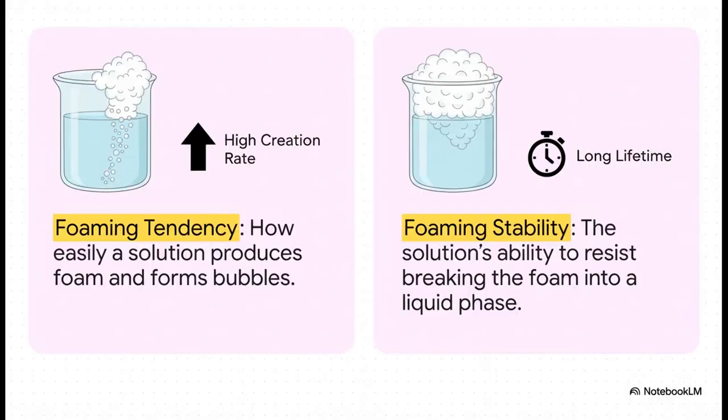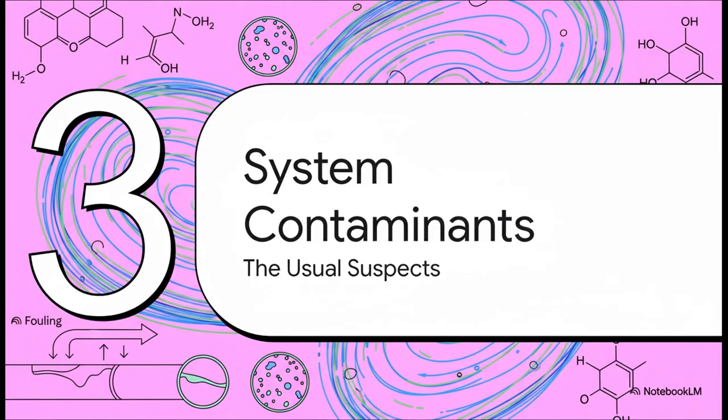And that brings us to this critical distinction. You have to think about tendency and stability as two different things. Tendency is just how easily the foam gets going. Stability is how long it sticks around. You could have a solution that foams up easily but collapses just as fast. That's not a huge problem. The operational nightmare, the thing that causes tower floods, is when you get high tendency and high stability. That's the perfect storm.